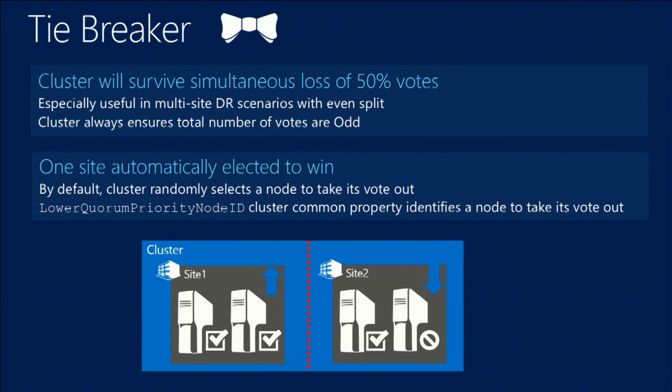So by default, it picks a random node. But if you want to control which site wins, there is a property, with a really long name, that specifies the ID of a node whose vote is to be taken out. So once you configure this property with the ID of a node, let's say I want to favor site 1 instead of site 2, and I remove node 2's vote, I would set this property with node 2's ID. That way, the cluster picks that node to remove the vote from. But if node 2 is down, then the cluster would automatically pick a random node.